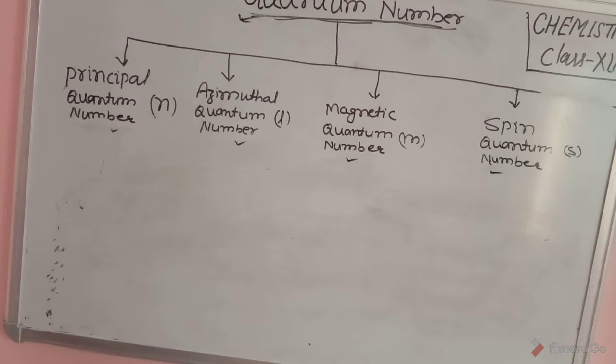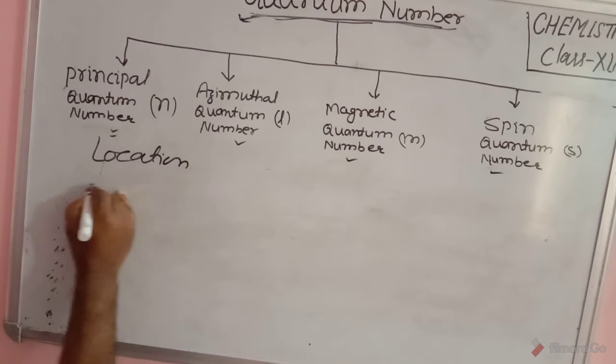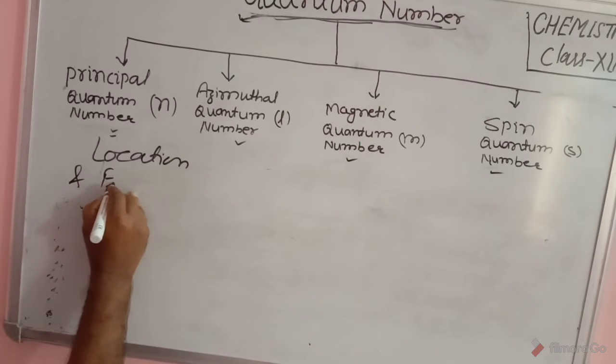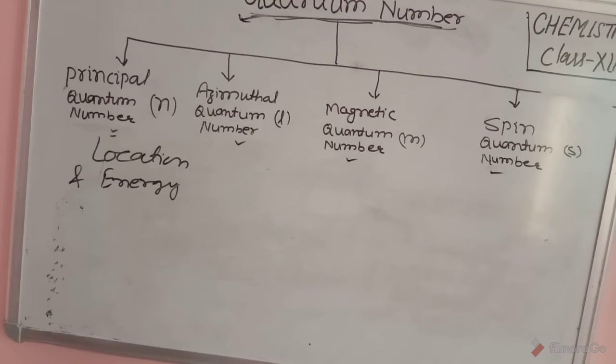So first we know about the principal quantum number. It specifies the location and energy of an electron in an atom.